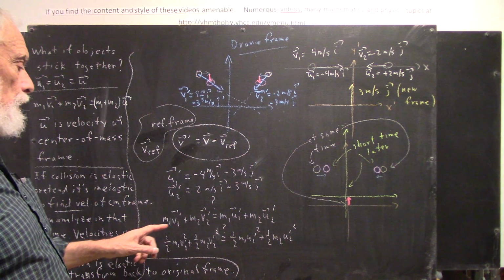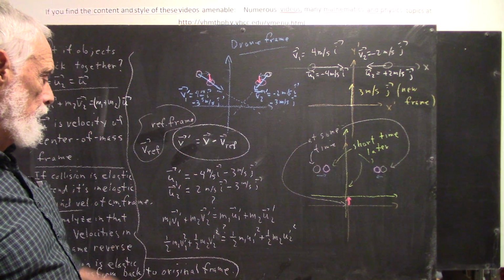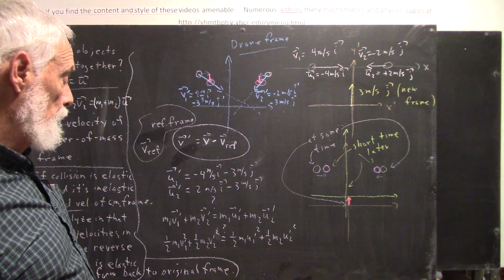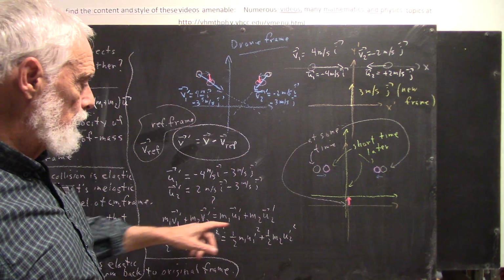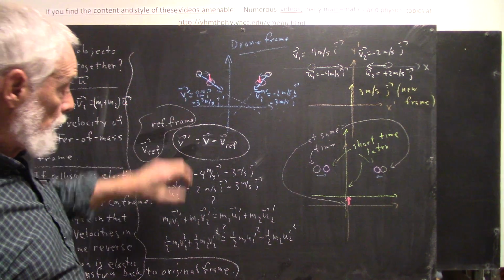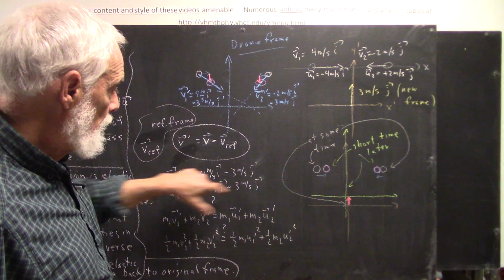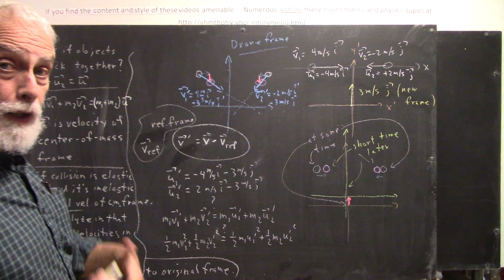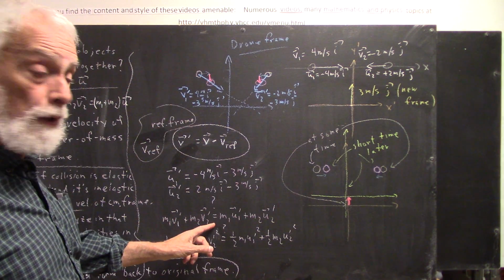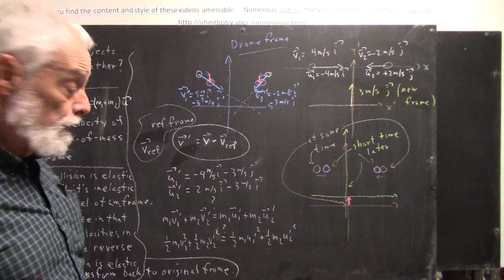You should verify that m1v1 prime plus m2v2 prime equals m1u1 prime plus m2u2 prime. In other words, that momentum is conserved in the drone frame. So just plug in this expression for v1 prime, this expression for v2 prime, this expression for u1 prime, this expression for u2 prime. All the i components will come out to be equal, all the j components will come out to be equal, and you will verify conservation of momentum and conservation of kinetic energy.